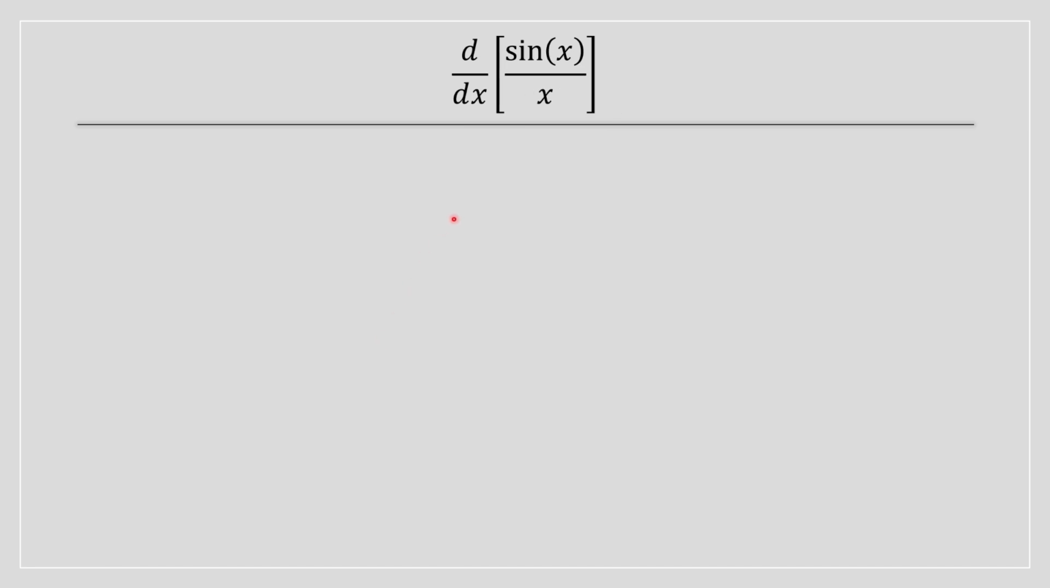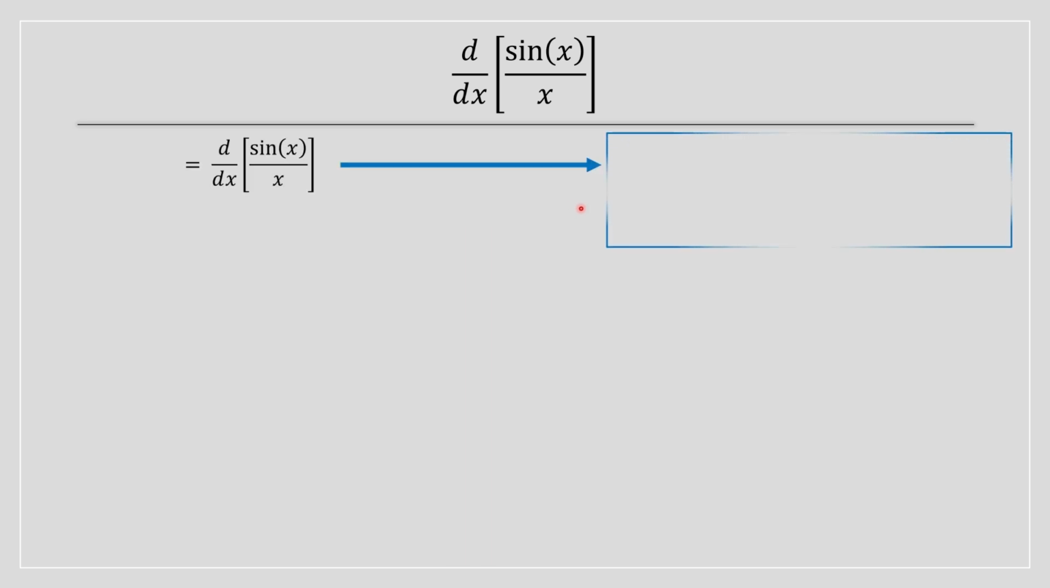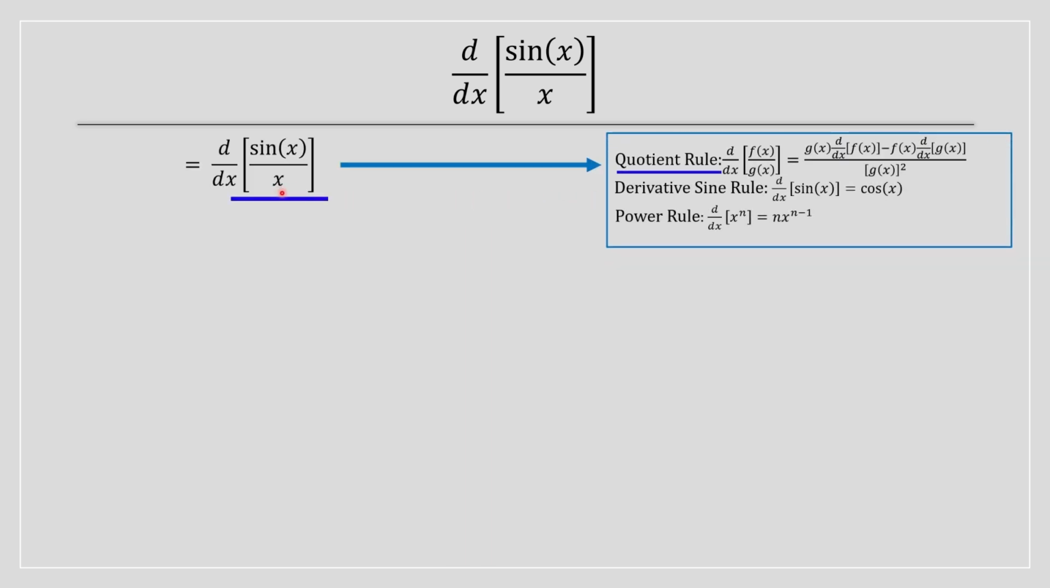Question 24. So in this question, you still have to apply the quotient rule. So that's going to be our first step again. Because they're being divided, we have a function on the top and a function on the bottom, and it looks like this. So now we applied the quotient rule.